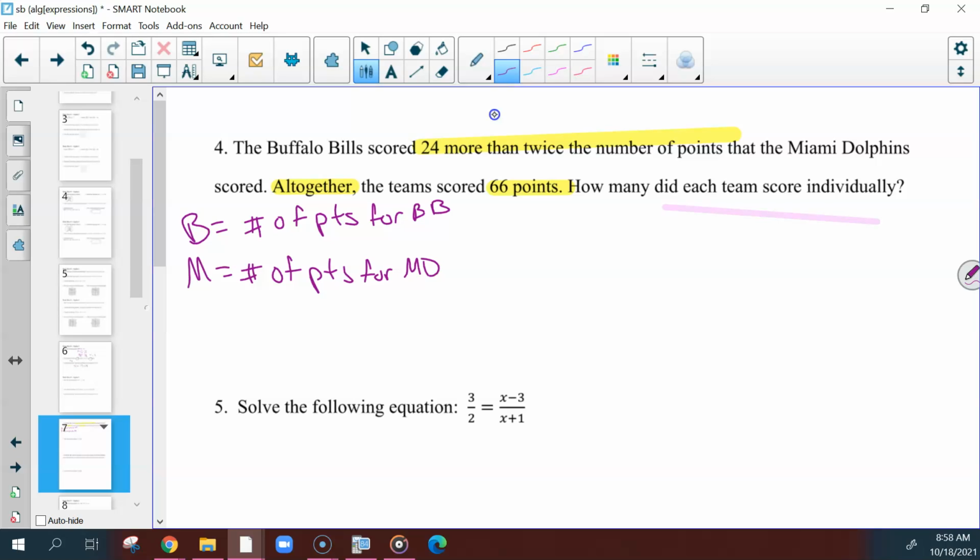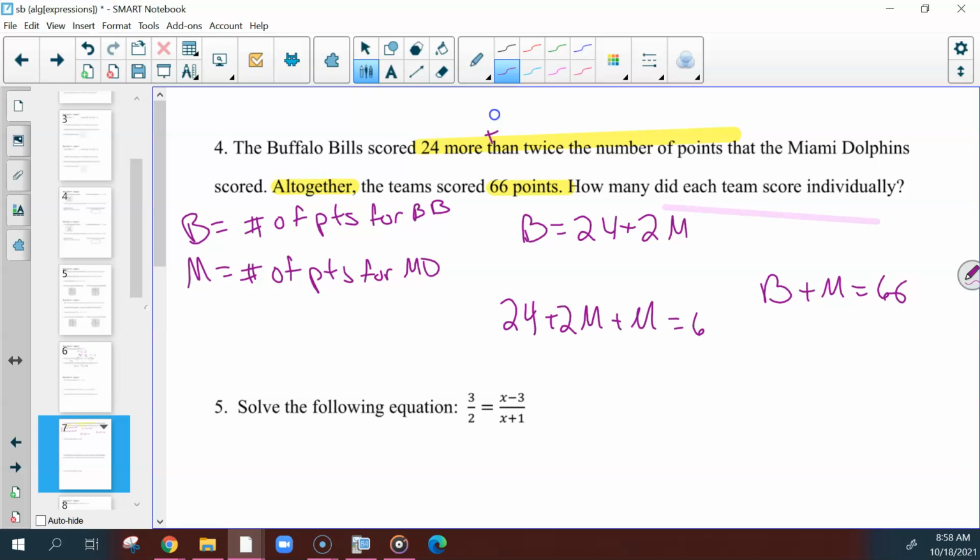So what we know about the Buffalo Bills is that they scored 24 more than, so we're adding twice the number of points the Miami Dolphins scored, so I can say 2 times M. We know that together, if I were to add them, I would get 66. I don't know what either of those things are, B or M, but I do know that B equals this part, so I can put this in for B. And solve.